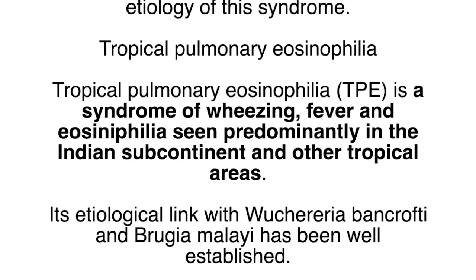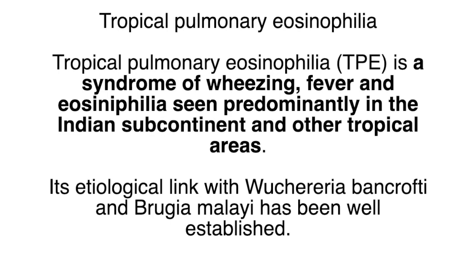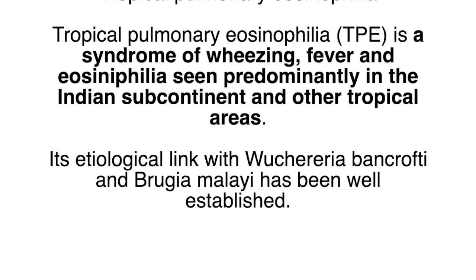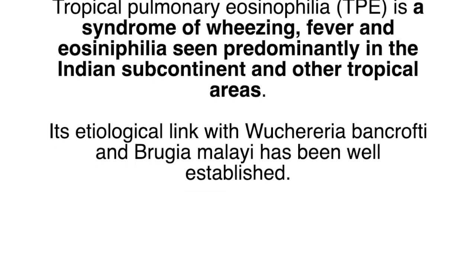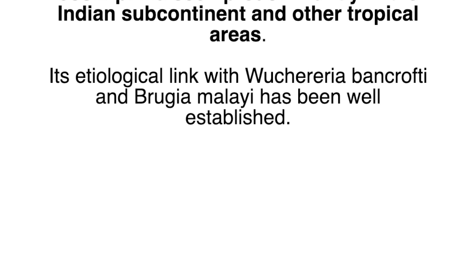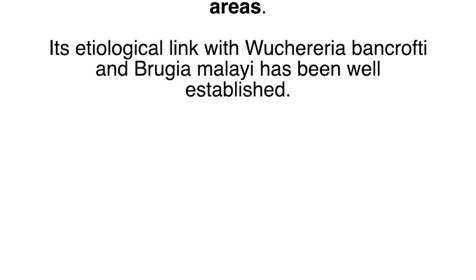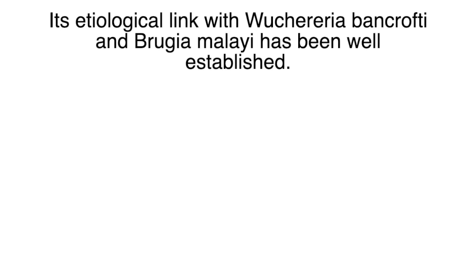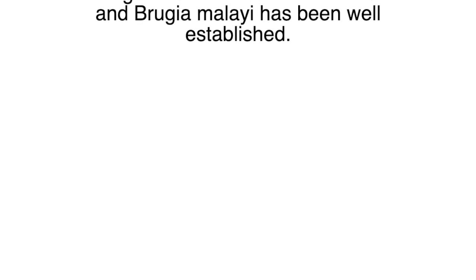Tropical pulmonary eosinophilia is a syndrome of wheezing, fever, and eosinophilia, seen predominantly in the Indian subcontinent and other tropical areas. Its etiologic link with Wuchereria bancrofti and Brugia malayi has been well established. These are all filarial worms.